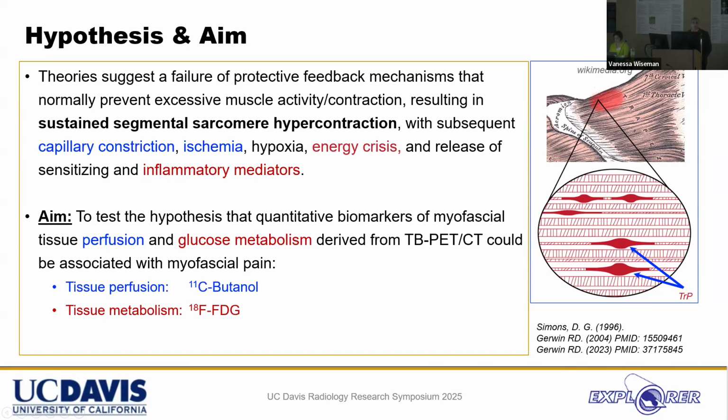We thought that measuring blood flow using carbon-11 butanol, which is a freely diffusible alcohol and considered the reference standard for blood flow, and also measuring tissue metabolism using FDG, could provide biomarkers for myofascial pain. Another aim was to look at the blood flow measures from the FDG and compare them to those of the reference standard.